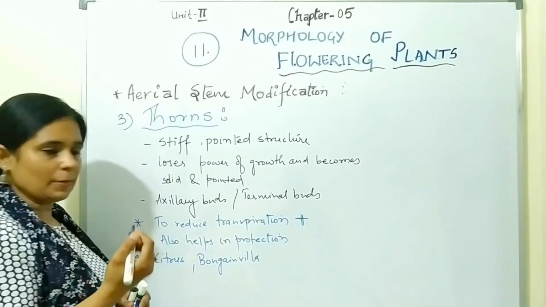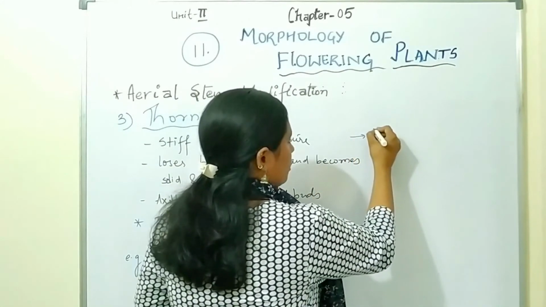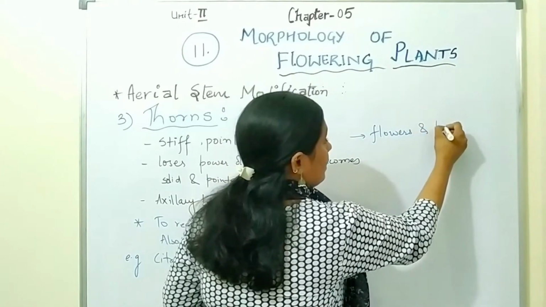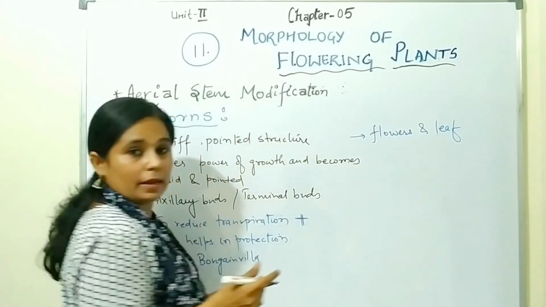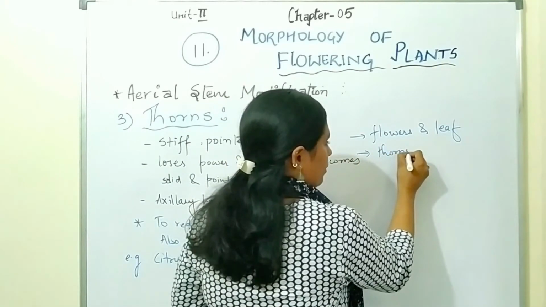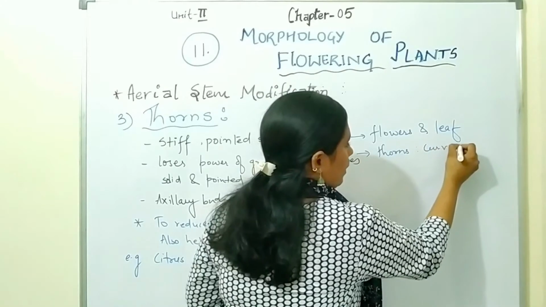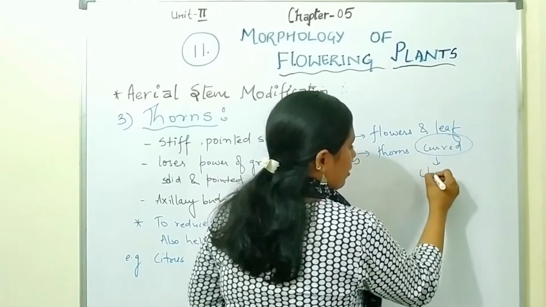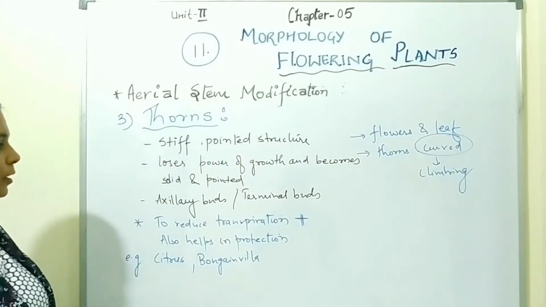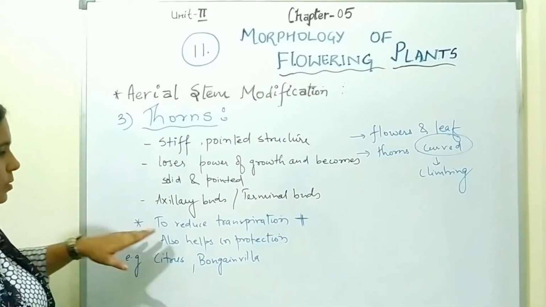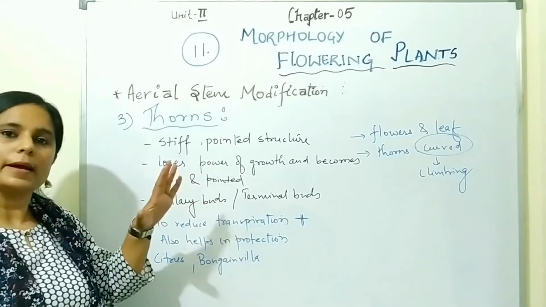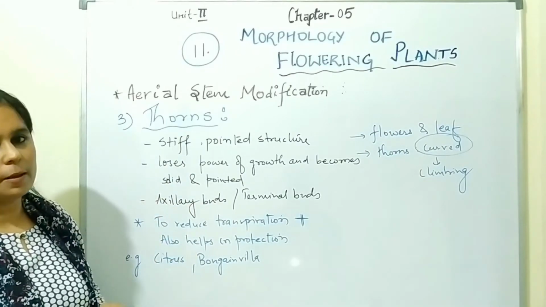Now in some cases you will see thorns bearing flowers and leaves. It can also be there. Plus the thorns can be curved, and when they are curved, they help in climbing. So this is all about thorns. The main purpose is to reduce transpiration, and the major purpose is protection from grazing animals.